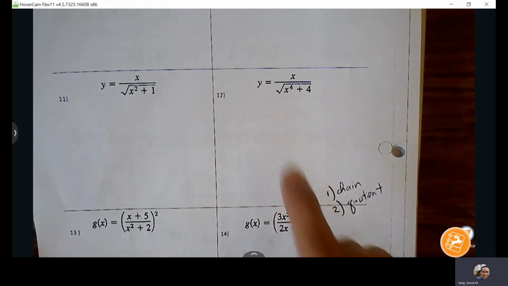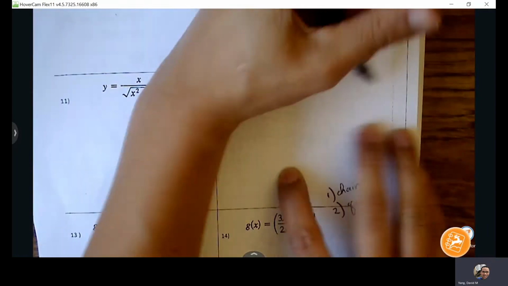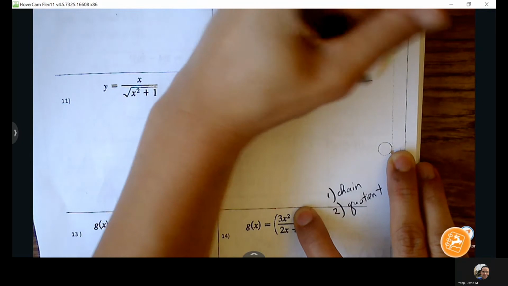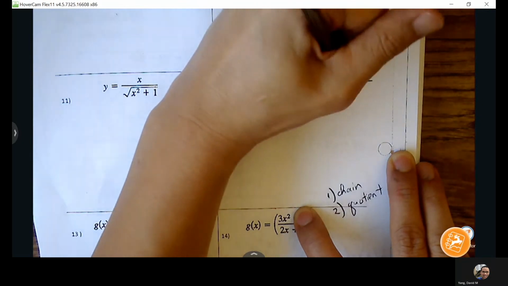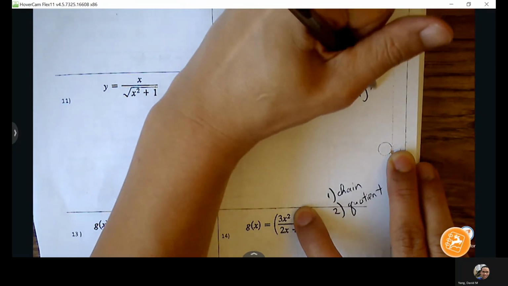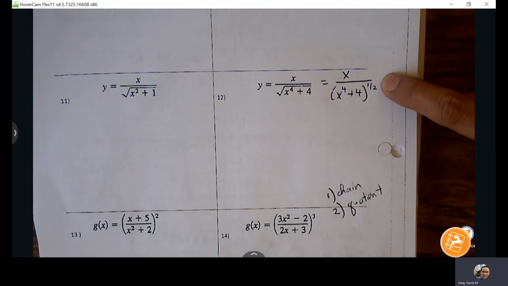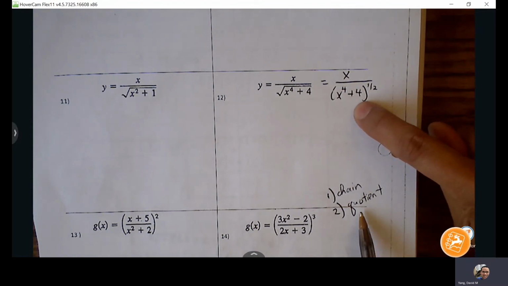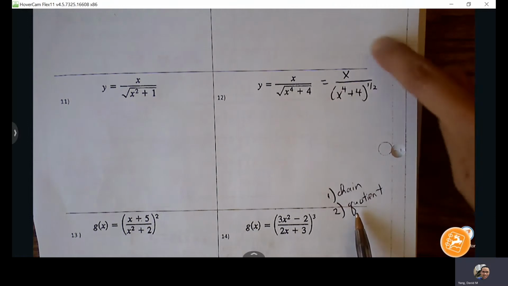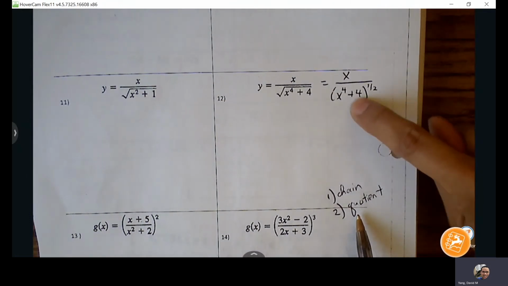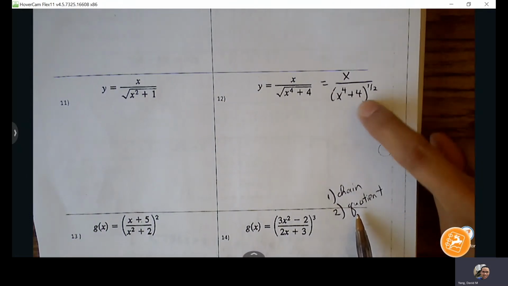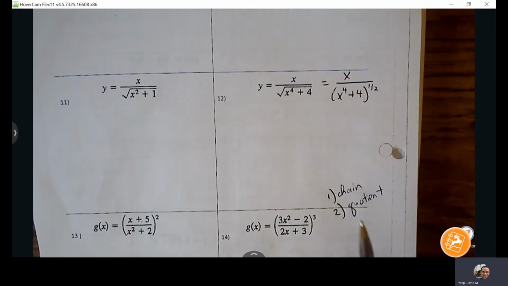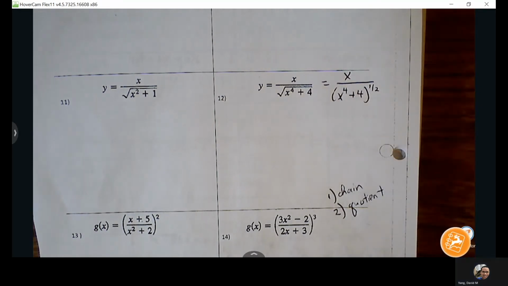Just for comparison's sake, look at number 12. Do you see how this is also chain and quotient? Do you see how the parentheses is not over everything? So that means quotient rule has a larger impact on the problem than the chain rule does. So this one, we do quotient first, and then chain is going to come inside the quotient rule.